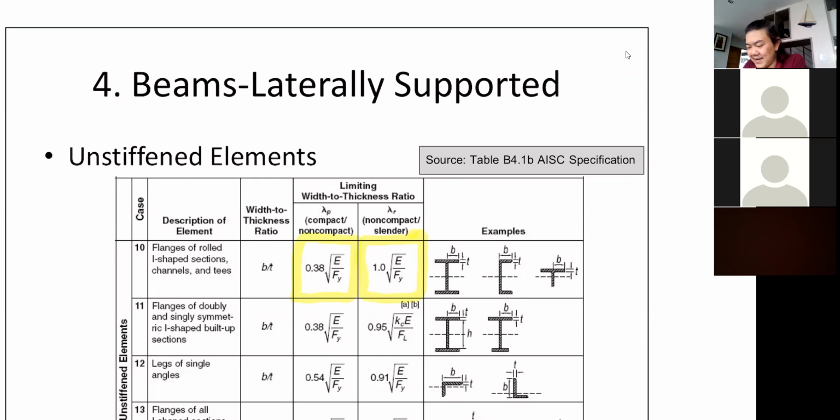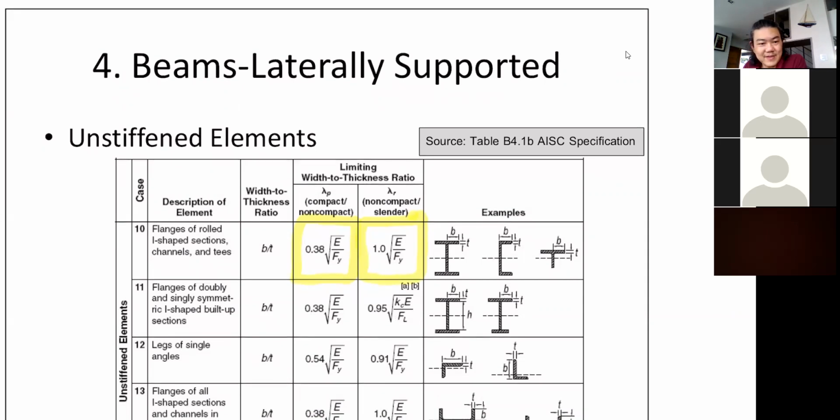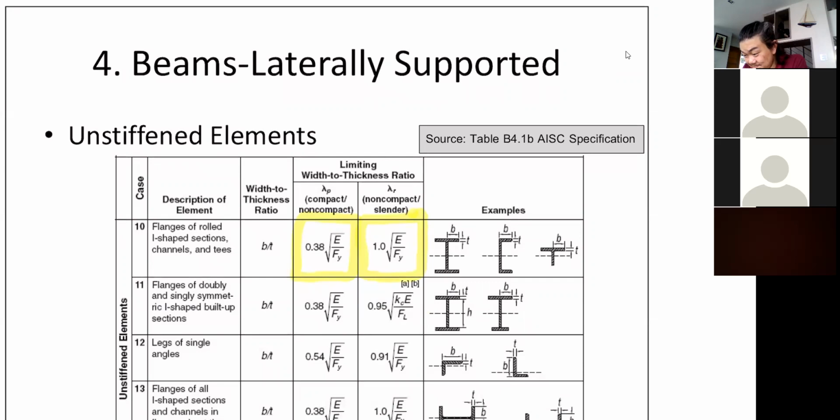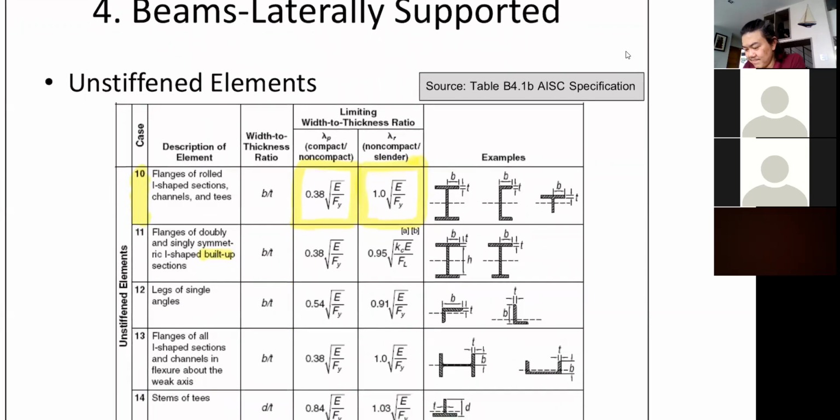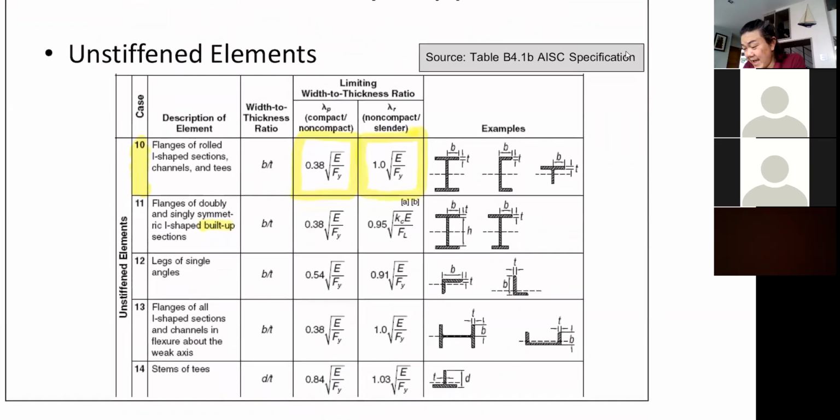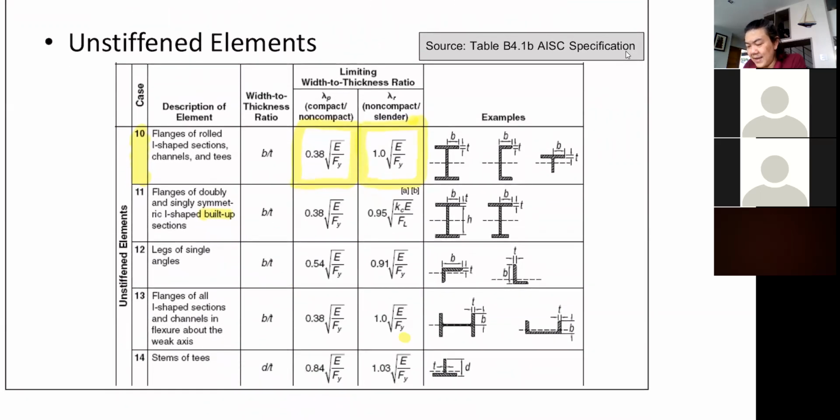Now you can see we have cases put in numerical order, but this is for something like the built-up section, so it's more complicated. That's why I don't want to talk about it. For now, I think you guys are okay with this case number 10. All right. We have the weak axis, which is the same limit. And I don't have to say this because we already mentioned that the flange is the unstiffened element, right?